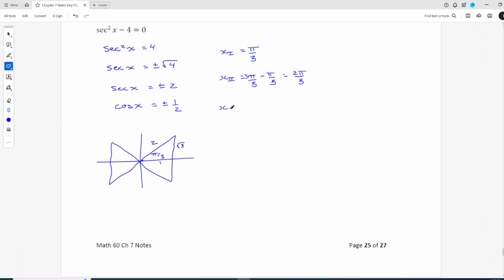In quadrant 3, it would be pi plus pi by 3, or 3 pi by 3 plus pi by 3, which is 4 pi by 3. And then lastly, in quadrant 4, it would be 2 pi minus pi by 3.